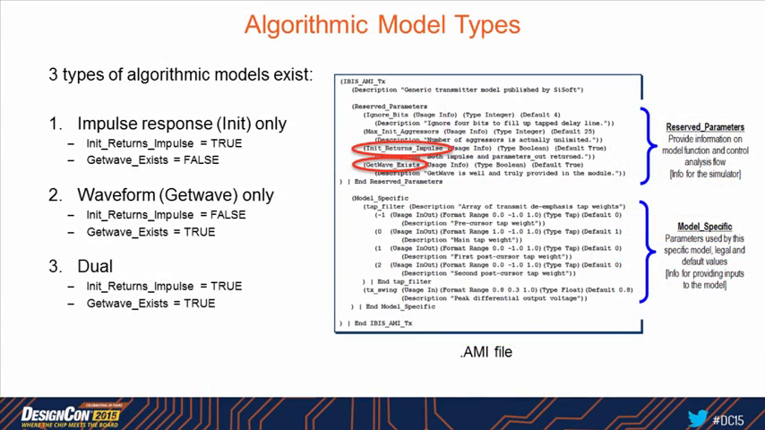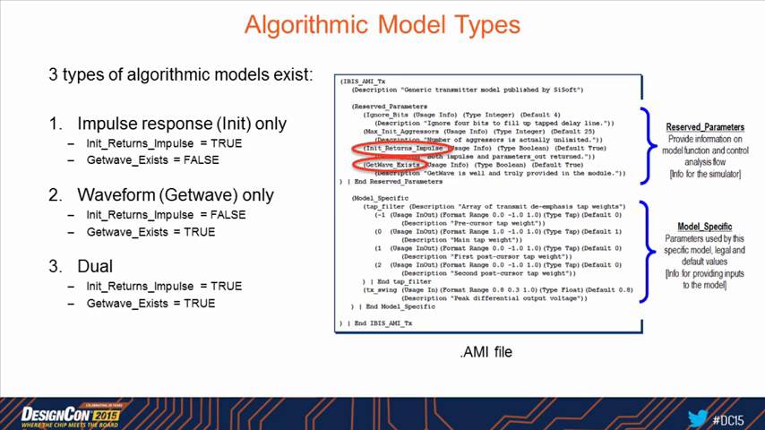So a big piece of what happens in IBIS-AMI now is we have these algorithmic models that get linked into the simulator at runtime, and the simulator is capable of passing data to these models and pulling data back, whether it be an impulse response or bit-by-bit waveform data. And it turns out that there are three possible types of algorithmic models that can exist. Now, any individual algorithmic model has an AMI file that comes with it. It's a text file that describes the model's capabilities, and it also describes things like the control inputs that the user can specify into the model.